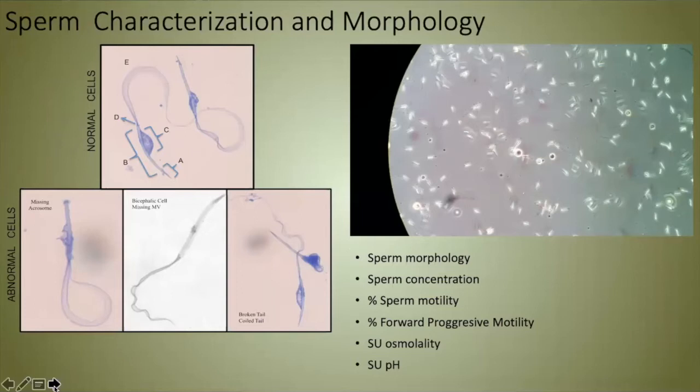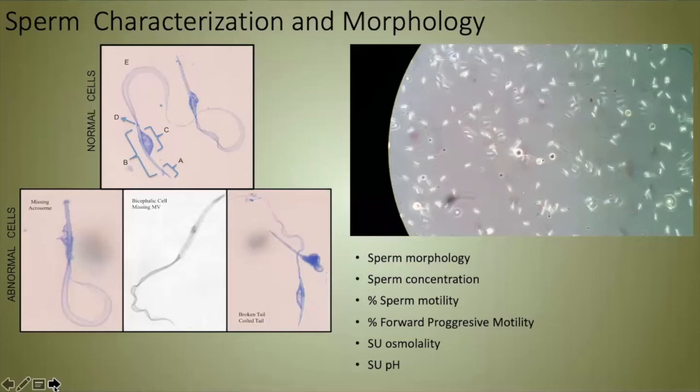So, sperm characterization and morphology. These are some pictures of Panamanian golden frog spermatozoa. Some factors or characteristics that we recommend to assess are sperm morphology, sperm concentration, percentage motility, percentage forward progressive motility, spermic urine osmolality, and spermic urine pH.